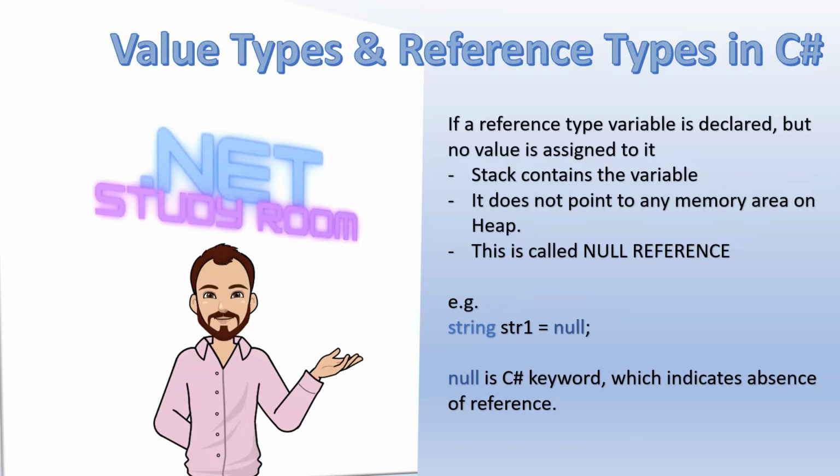In this case, the variable takes memory on the stack, but it does not point to any location on the heap. This condition is called a null reference. The default value of any reference type variable is null, which is identified by the C# keyword null. Remember that null is not a real value, it just indicates the absence of reference to the heap.